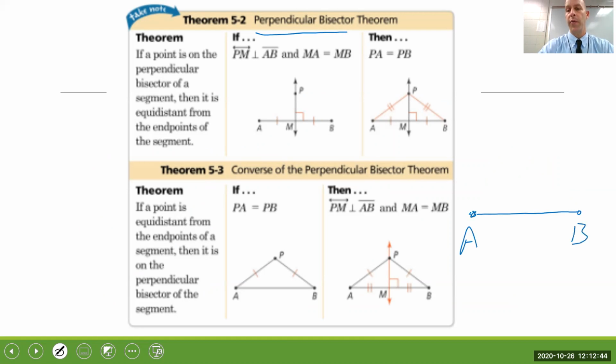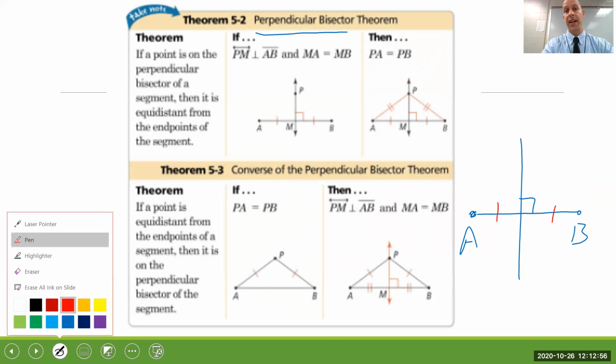And I do the perpendicular, which means it has to form a right angle. And if it's a bisector, that means it has to divide it equally. The perpendicular bisector. And so now I'm going to get into the first theorem.